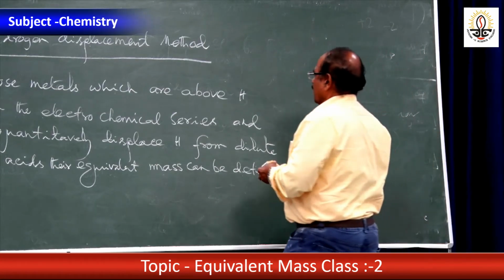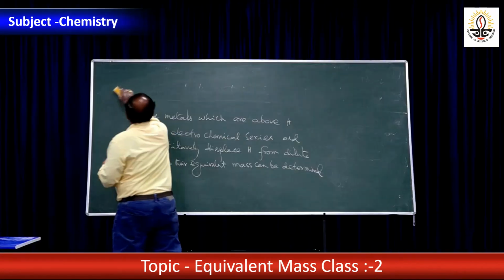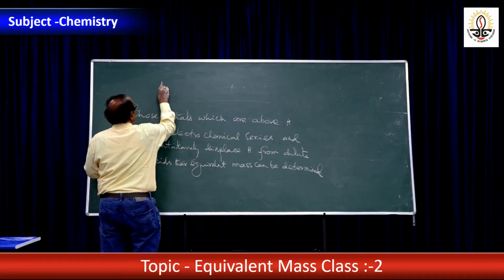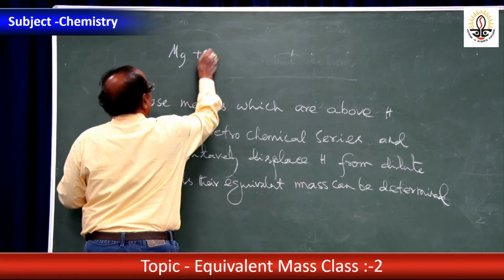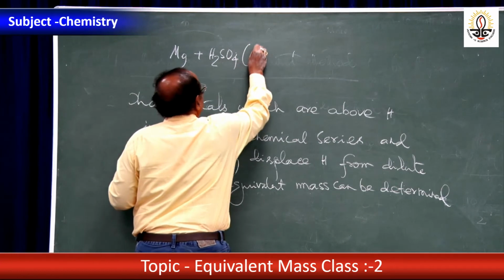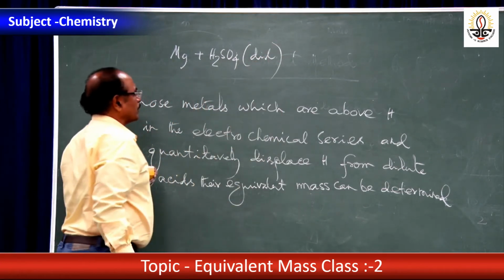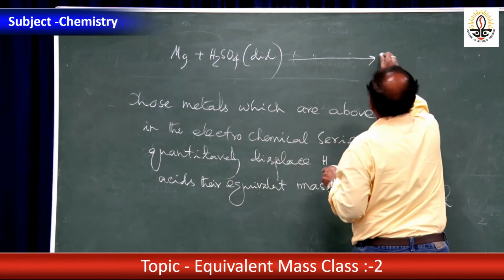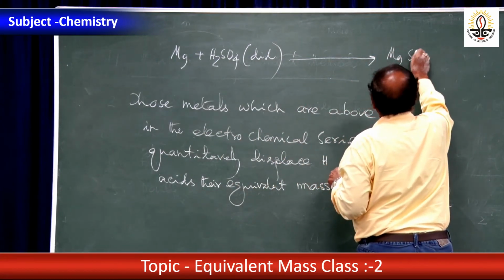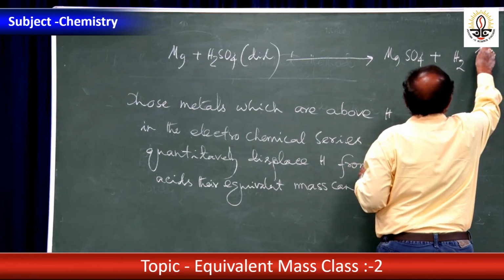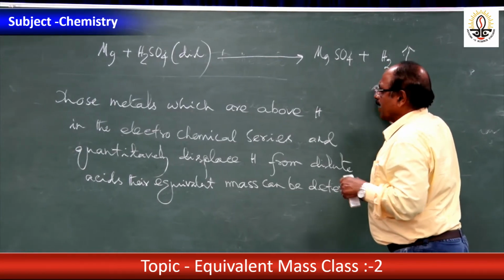How can it be done? We will take the metal. Suppose we take the example of magnesium. We will allow it to react with dilute sulfuric acid. This will react to form magnesium sulfate and hydrogen. Hydrogen gas will come out.